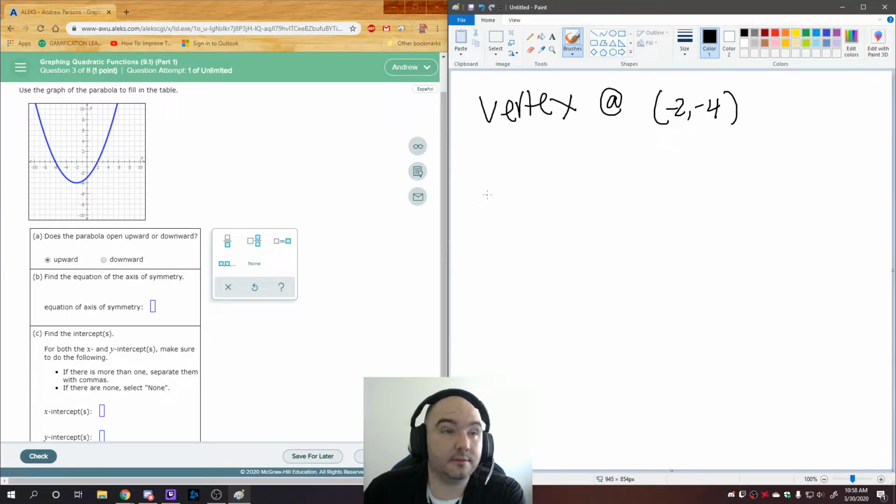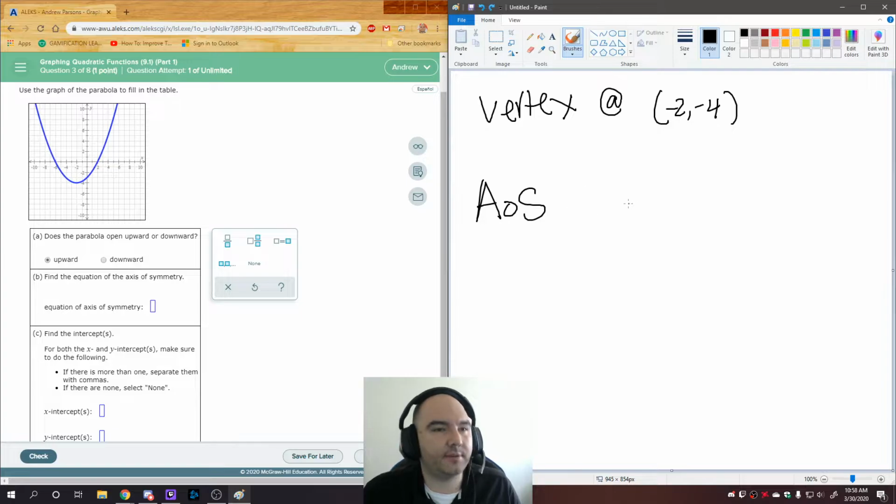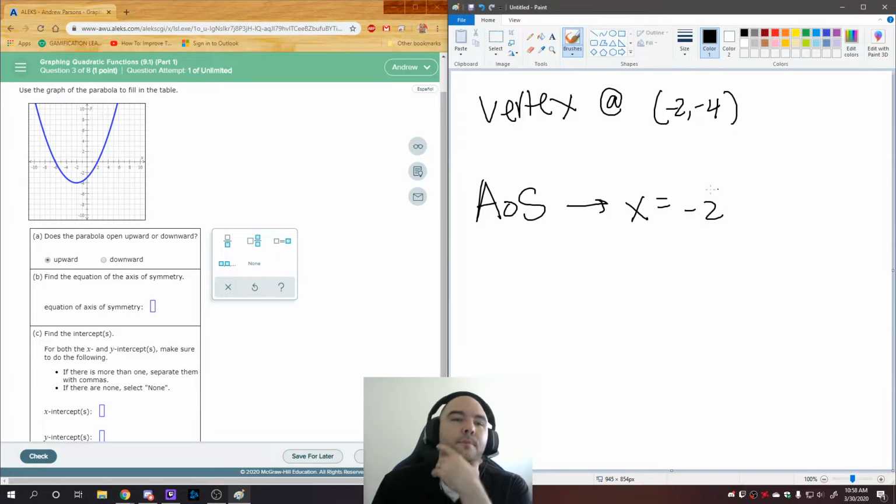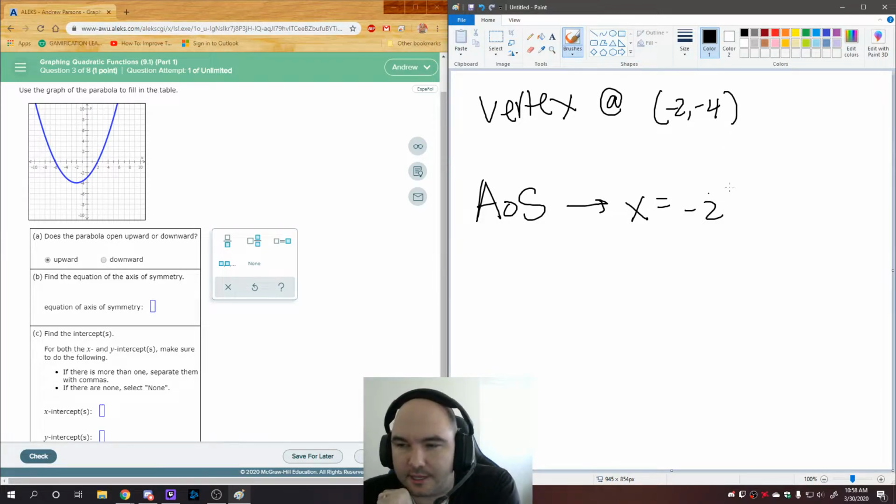And that means, for mine, the axis of symmetry, I'm just going to call it AOS, it's not really an at, it has an equation of x equals -2. It's that simple. Well, wait, I didn't explain what's that simple. The vertex, whatever the x value is, that's what the axis of symmetry is.